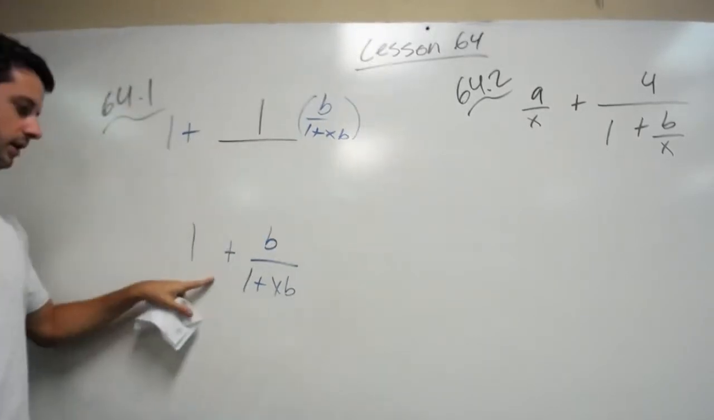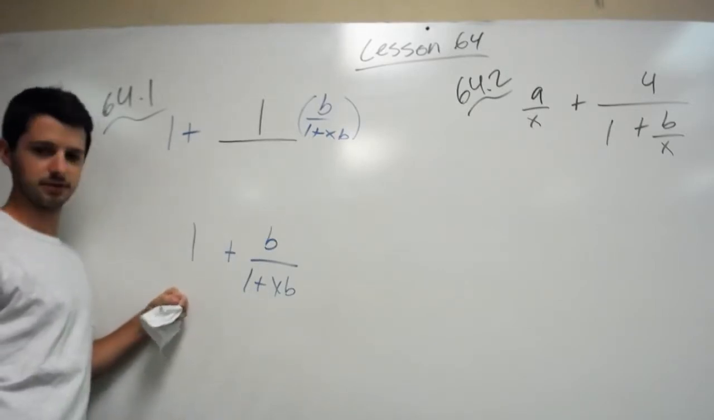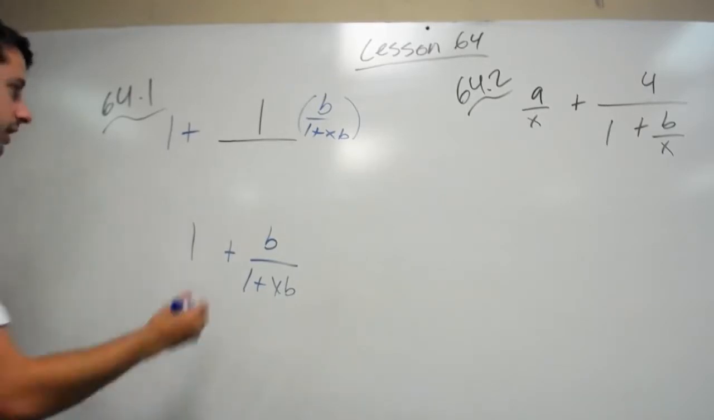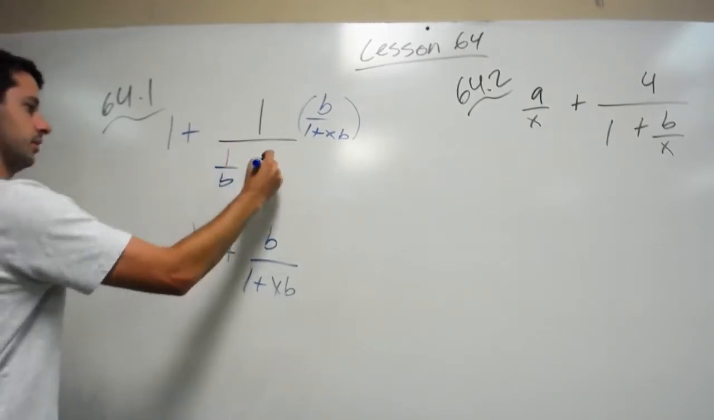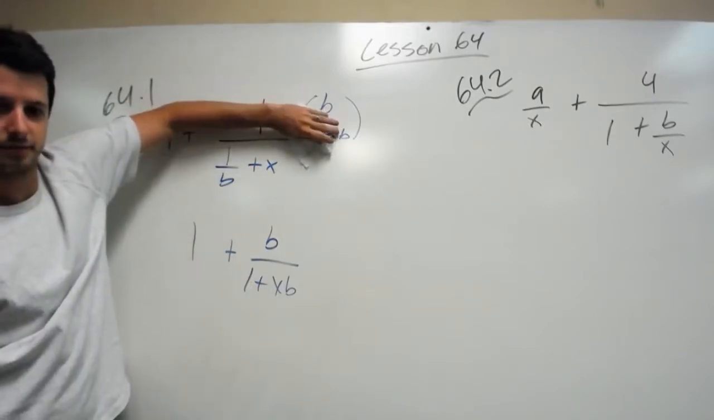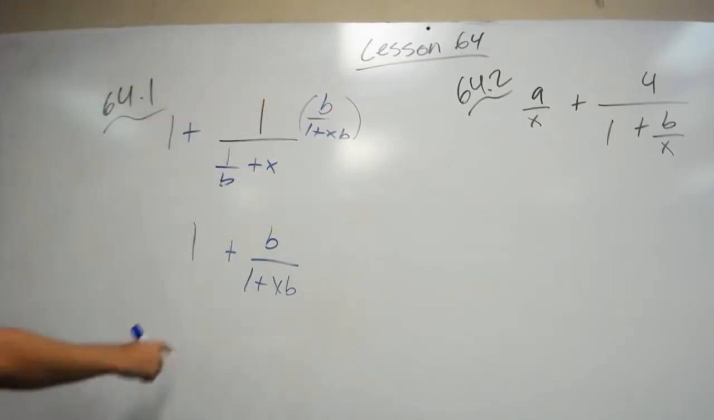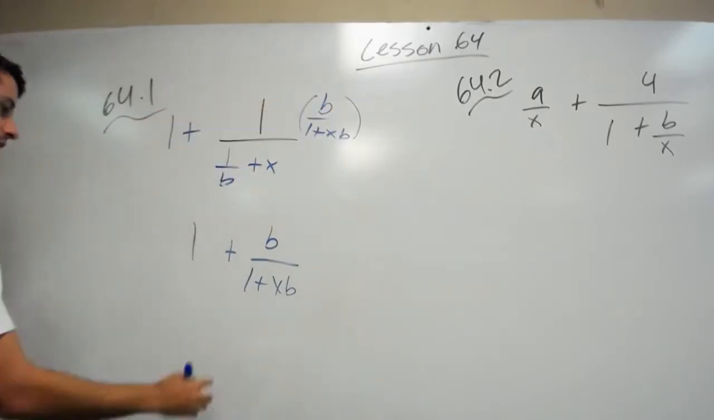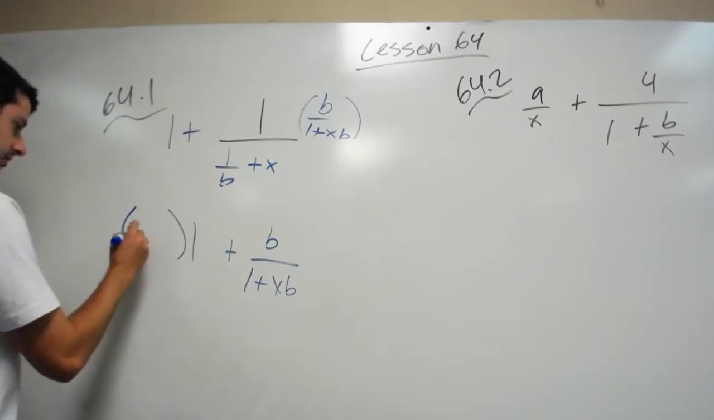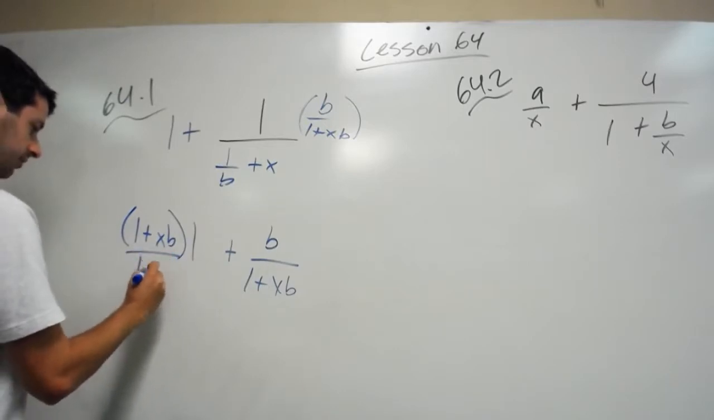Now we're here. If I rewrote the problem, this right here basically looks like that. How did we solve? Least common denominator. Do the same thing here. Least common denominator is 1 plus xb. So we multiply this side times 1 plus xb to the top and to the bottom.